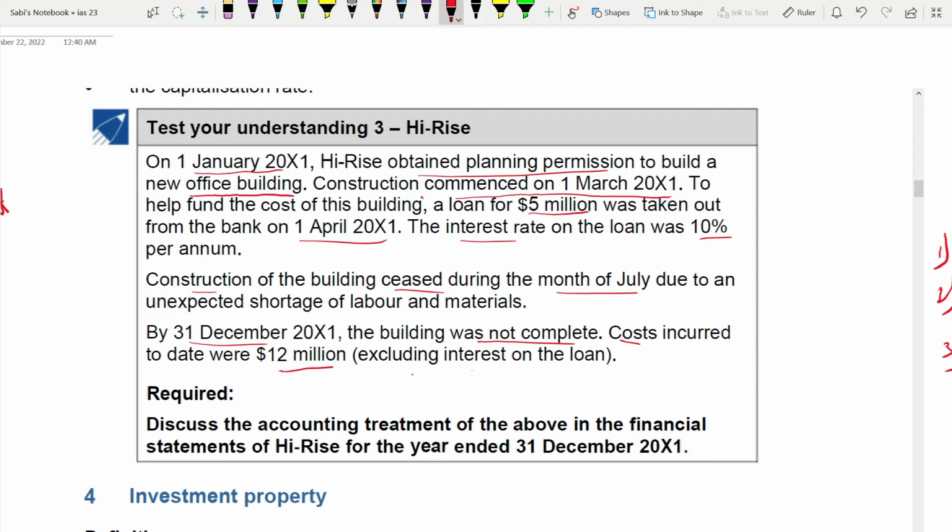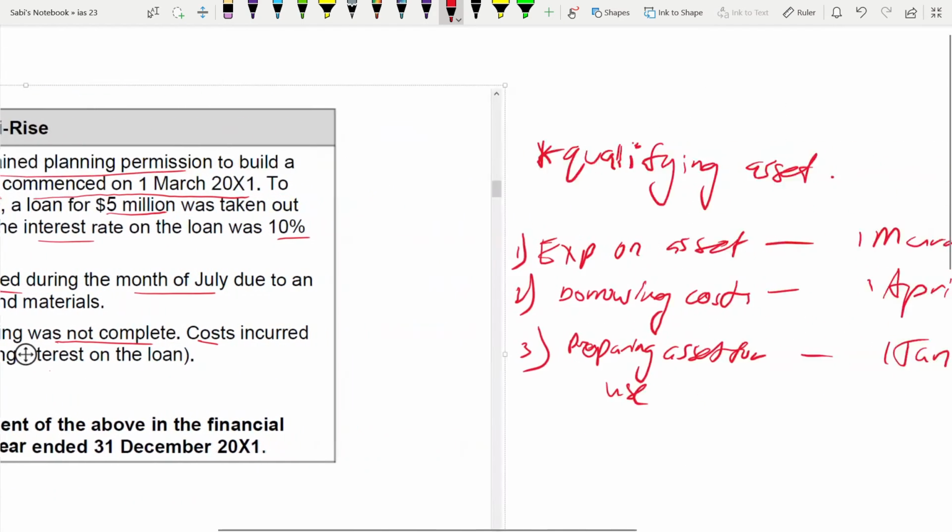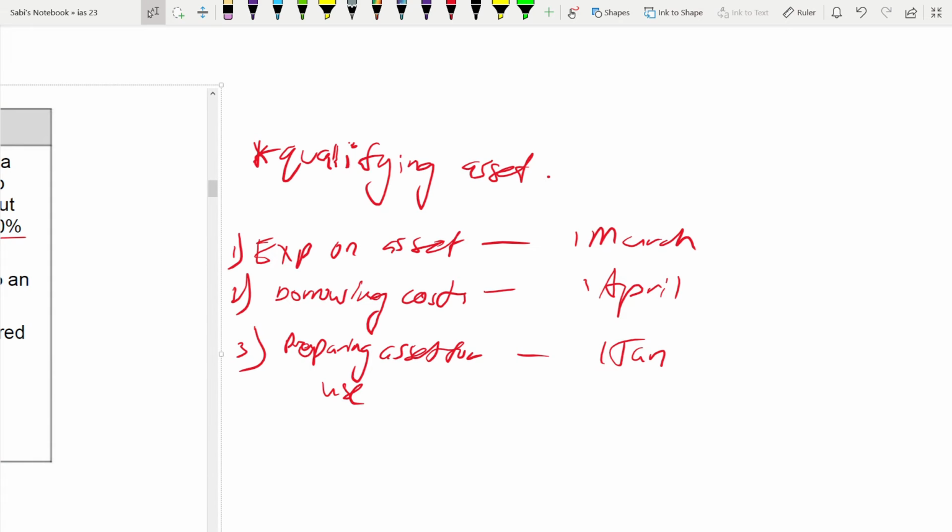You first have to get it done. Planning permission has to be there. So it's a necessary activity. You cannot avoid it. Only those activities which you can avoid are not taken as necessary activity. This you cannot avoid. It is done on 1st of Jan. Now check, when will these 3 be satisfied? The latest of the 3.